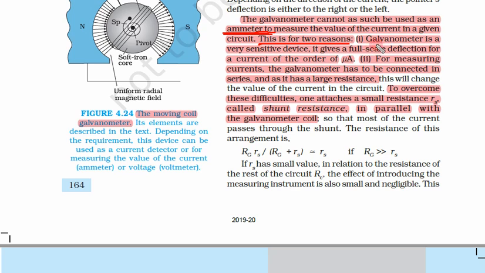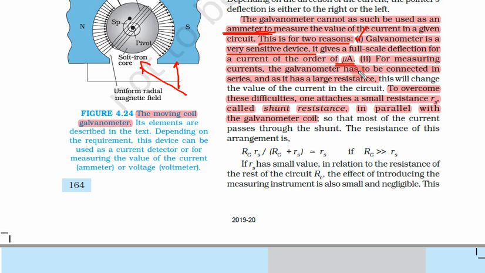So there are two reasons. First reason, the galvanometer is a very sensitive device. It gives a full scale deflection for a current of a microampere. So even for a very small current like a microampere, the deflection is very high. This is the first reason. It is a very sensitive device and a microampere current gives a full rotation.